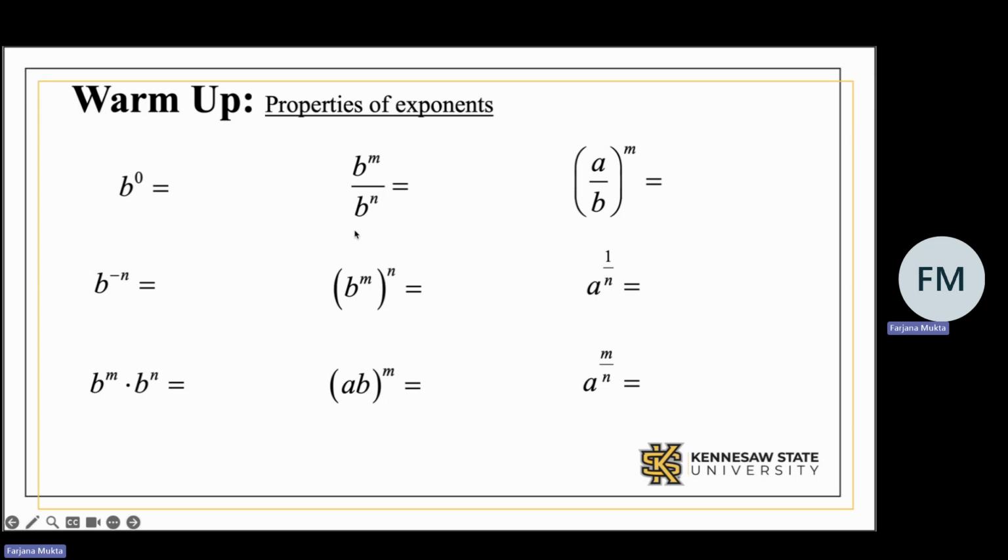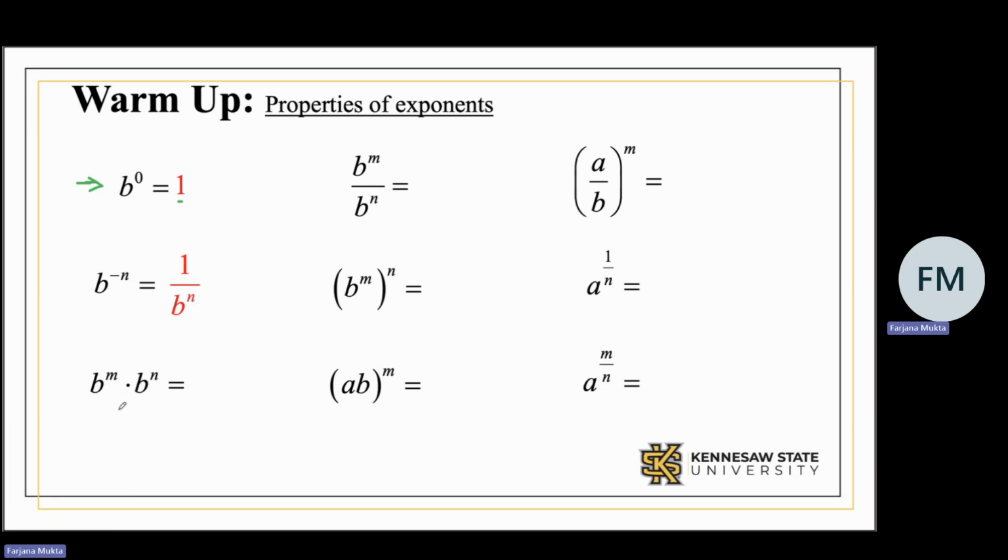The first property. What is b raised to 0? Anything raised to 0, doesn't matter what the base is, is always equal to 1, right? Next, what is b raised to negative n? We can write b raised to negative n as 1 over b to the positive n, right? So this negative n indicates a reciprocal.